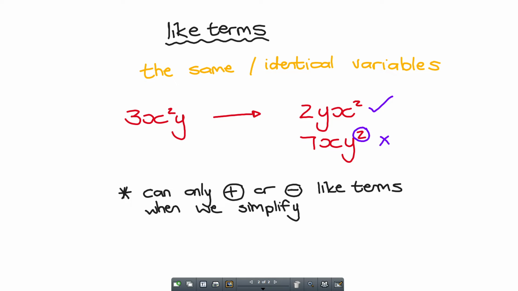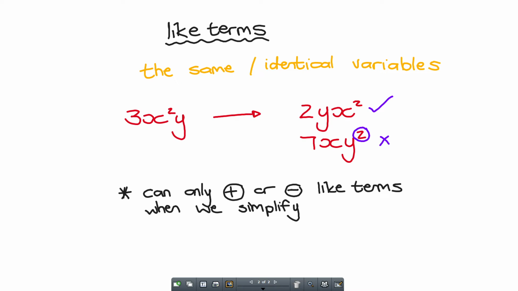So when we simplify, I can only add or subtract like terms. You guys good with that? No, they basically stay the same. So let me give you an example, no?